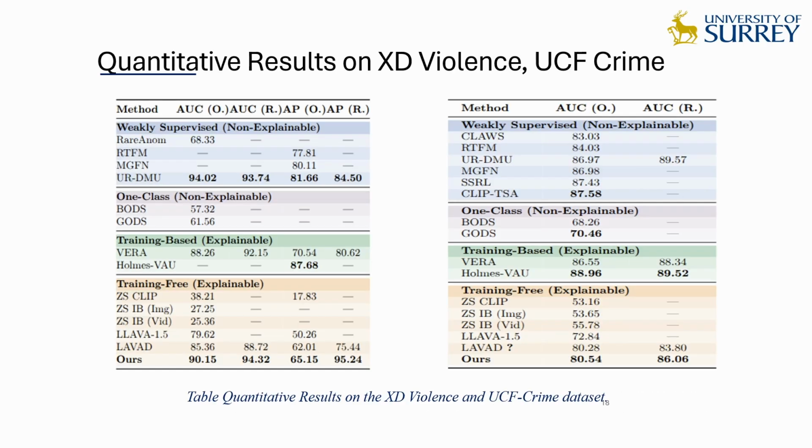So these are the quantitative results on the XD-Violence and UCF-Crime datasets. As you can see, we have evaluated on both the original annotation as well as the re-annotated dataset. We can see that our model achieves a competitive performance as compared to the current state-of-the-art methods.